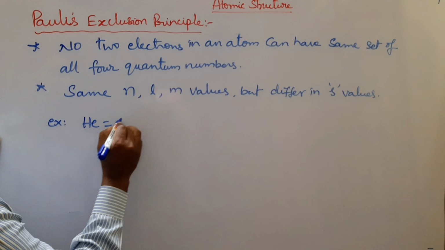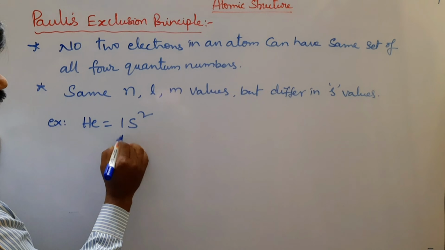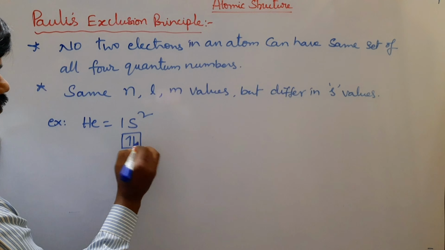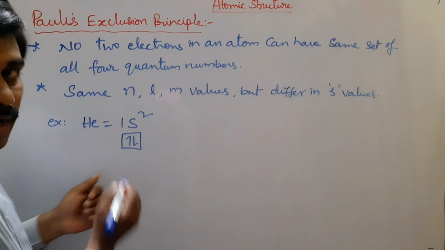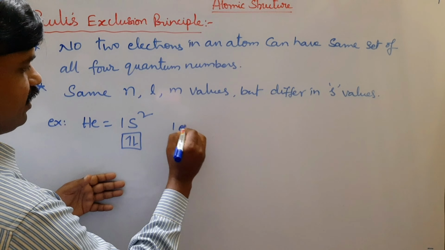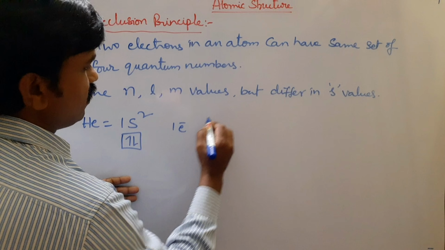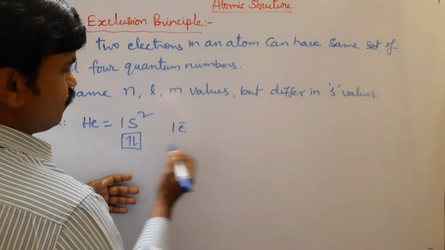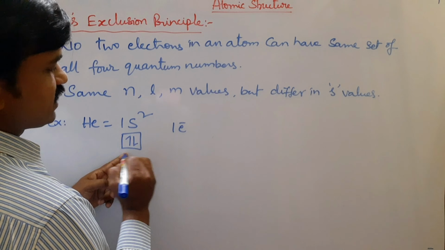Helium. Helium atomic number is 2. Its electronic configuration is 1s2. Helium has two electrons. The first electron should be in the upward direction and the second electron should be in the downward direction. Now I am writing all four quantum number values for the first electron. This is the first electron, this is the second electron.